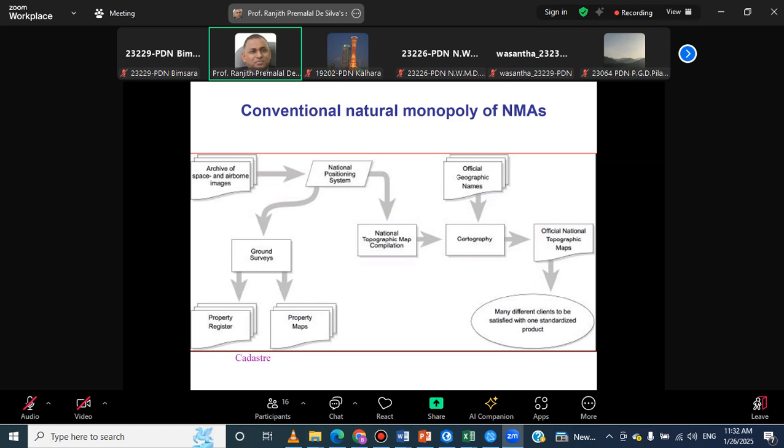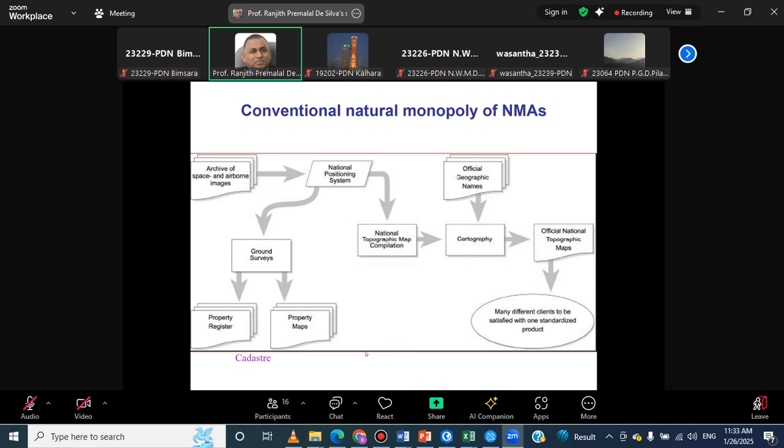Whatever maps we want, we have to be satisfied with this product according to the National Mapping Agency. They produce the official national topographic map, and everybody is supposed to use that. There's no other choice. Many different clients have to be satisfied with one standardized product. Over the years, national mapping agencies kept their monopoly. They produce their own maps, and people have to use those maps or find some alternative. It's a very unfair system, because nobody else can enter into this. Nobody can demand the kind of data products that they need.